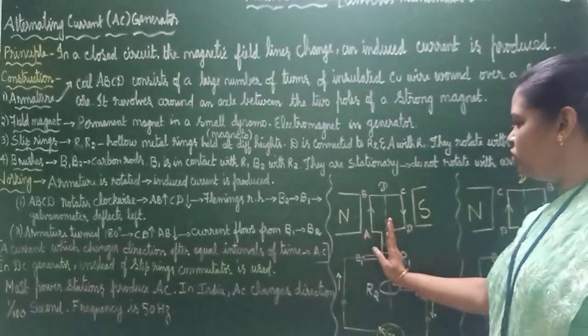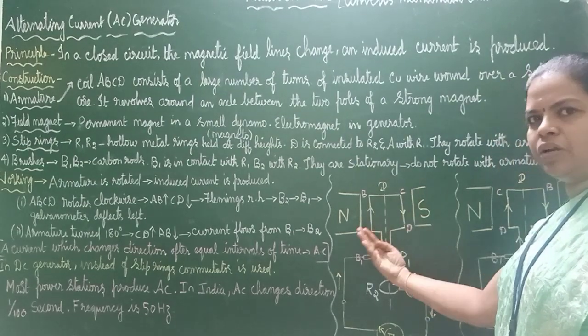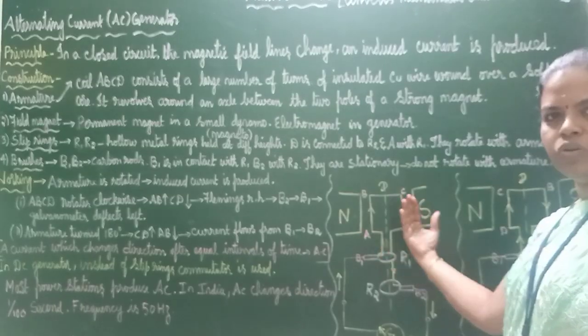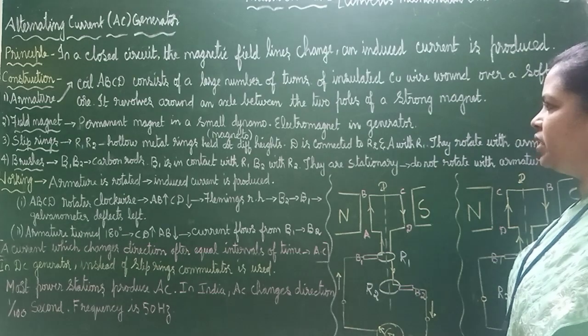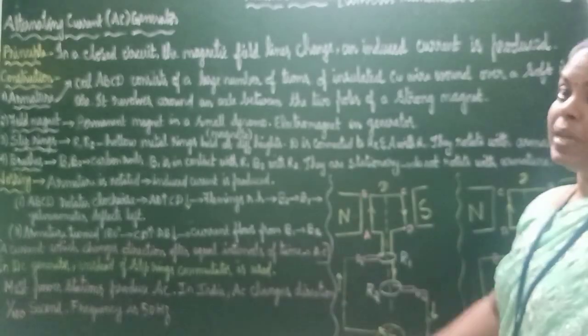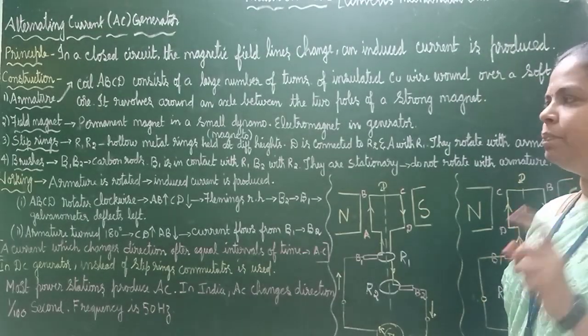What happens? When the armature rotates, these rings also will rotate. R1 and R2 also will rotate. So this is about slip rings, not split rings, slip rings.